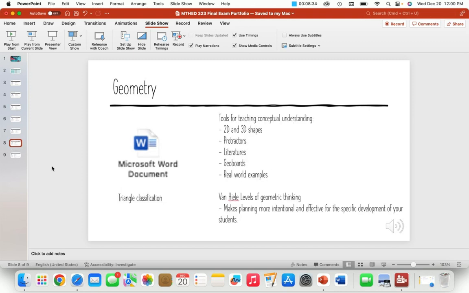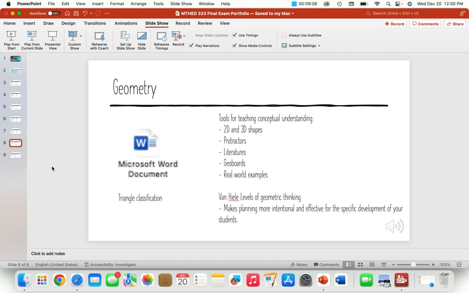And geometry. So when you're teaching geometry, there's so many different tools to build that conceptual understanding. And it's important that you use these because students need to construct their own understanding. When they're manipulating these objects, they're building those connections within their own minds, and then they can move forward into that representational and then even abstract. And this is when they can start classifying shapes and different properties of these shapes.